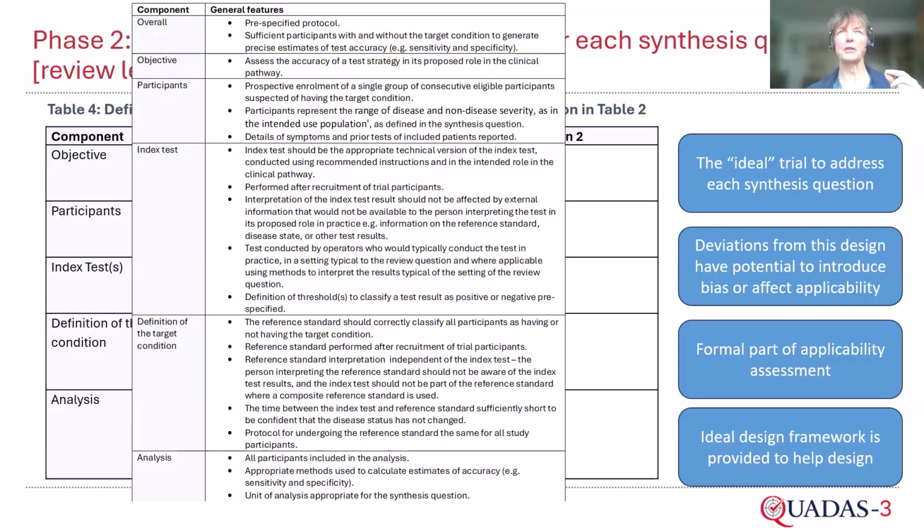So when you're doing this as part of QUADAS-3, in some situations, you'll just be copying and pasting exactly the words from this framework. But in others, you'll be adapting it. So here, prospective enrollment of a single group of consecutive eligible patients having the target condition, you'll be putting in your eligibility and your target condition. So you'll just be changing some of the words to make it really bespoke to your review question.